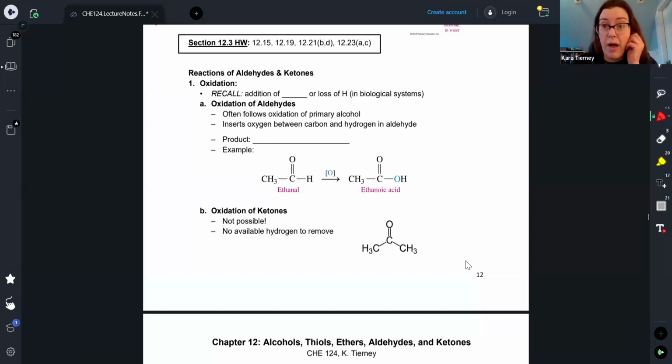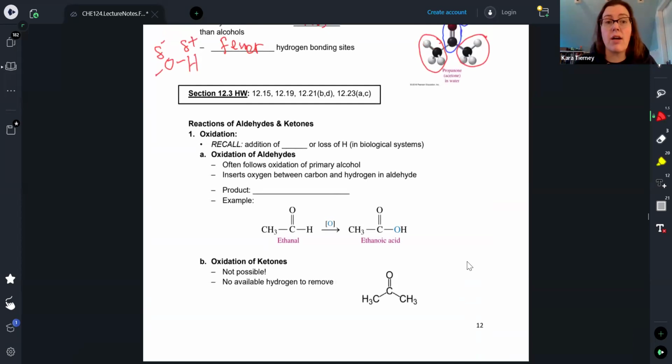All right, here we are on page 12 of chapter 12. This is the last section of the chapter where we're talking about reactions of aldehydes and ketones. Aldehydes and ketones can undergo two different reactions, oxidations and reductions. So let's first talk about oxidation.